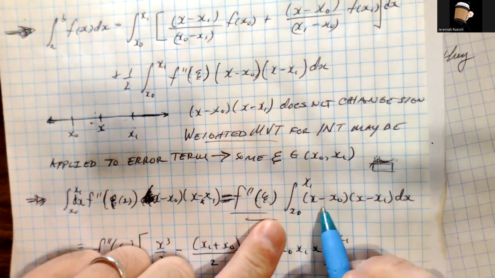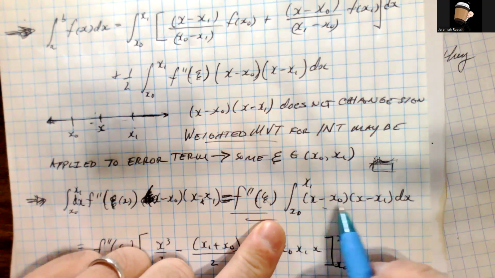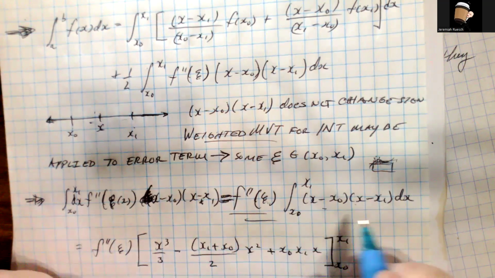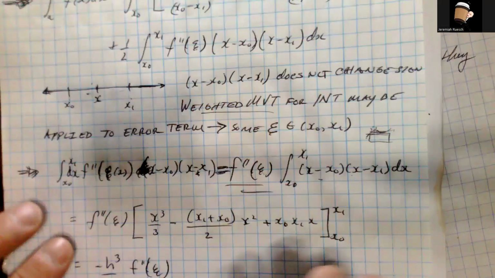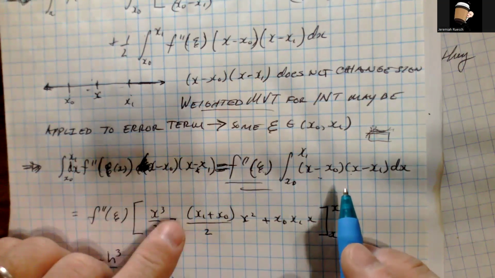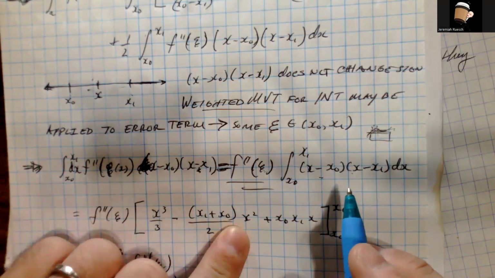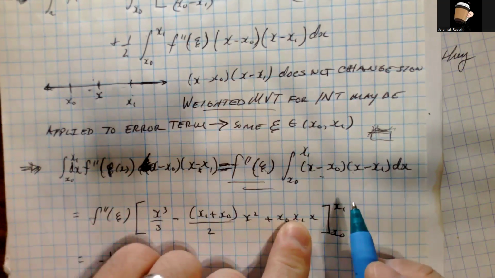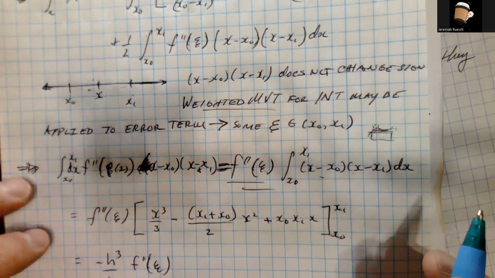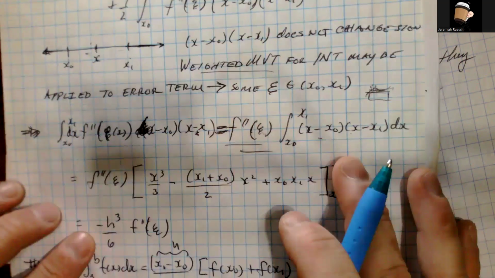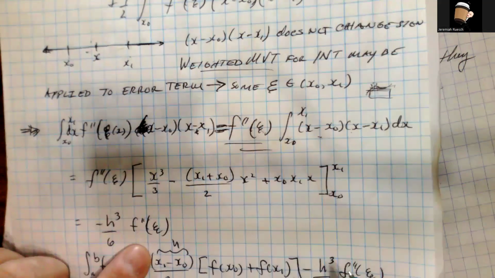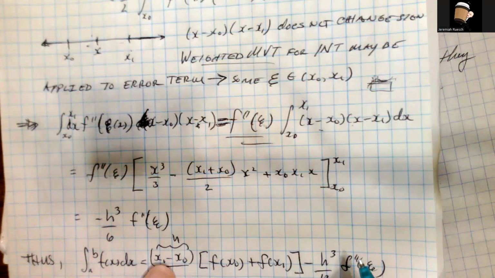And that allows us then to reduce our integral to just a simple polynomial once we multiply out all the terms. So we multiply out each of the terms and then integrate. We get the constant term, and we get x cubed over 3 minus (x1 plus x naught) over 2 times x squared plus x naught times x1 times x. And then we're going to evaluate between the two limits of integration. So if we plug that in and simplify, we get negative h cubed over 6 times the value here. And remember, h is equal to x1 minus x naught.